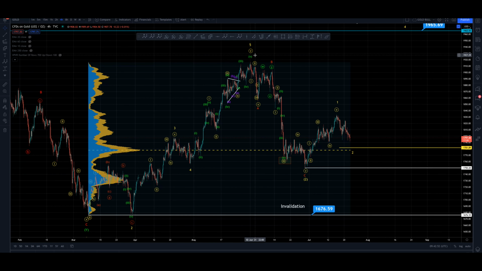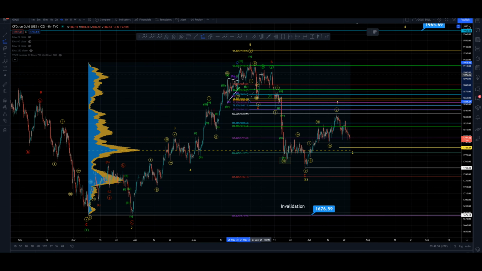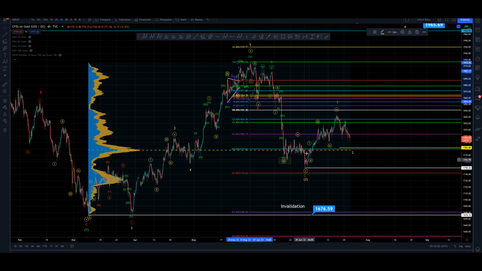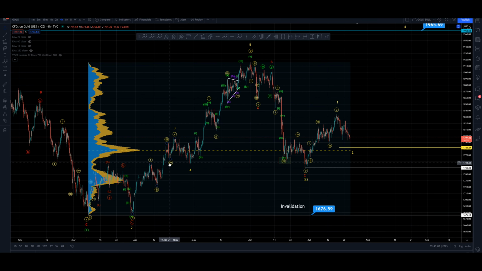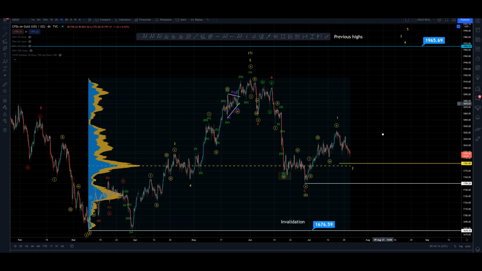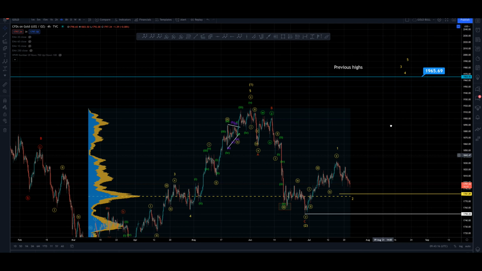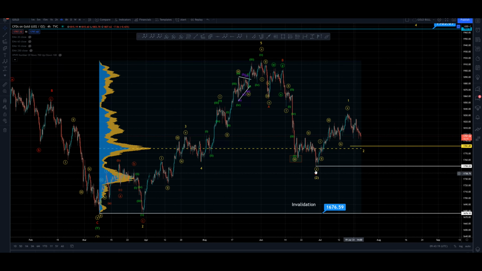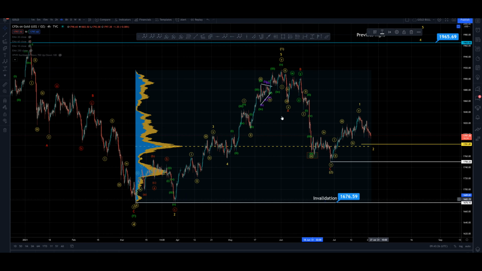Now, speaking of the issue I've got, A, B, C. The C here went beyond parity, went beyond the 123.6, went beyond the 1618, which gives me overall less confidence in this count being correct. That's really all I've got to say for the moment on the bullish side. We've either had a 1, 2, 1, 2 going into a 3 and we are going to explode higher, or we're going to come down, take out this low, and then the invalidation point will follow at 1676.59, and this bullish interpretation at that point would be dead.